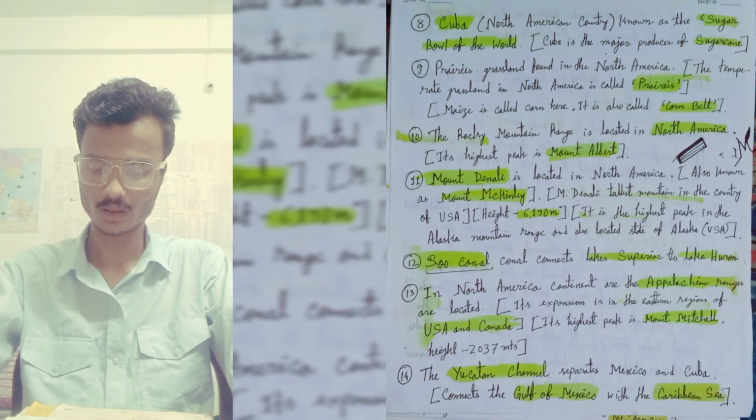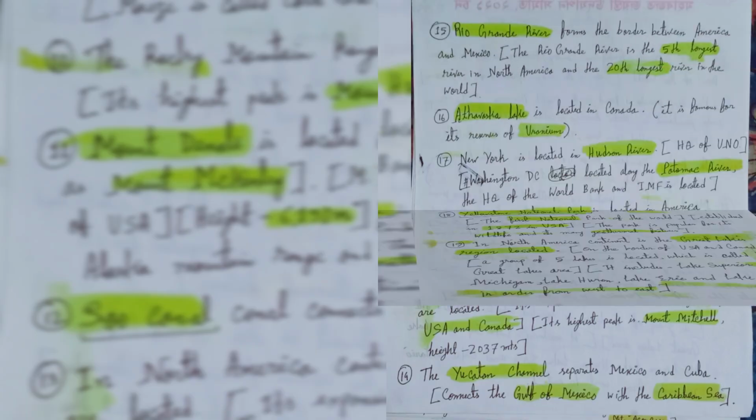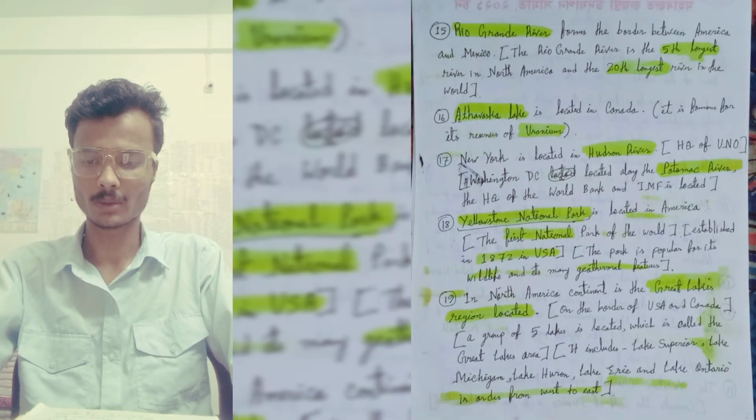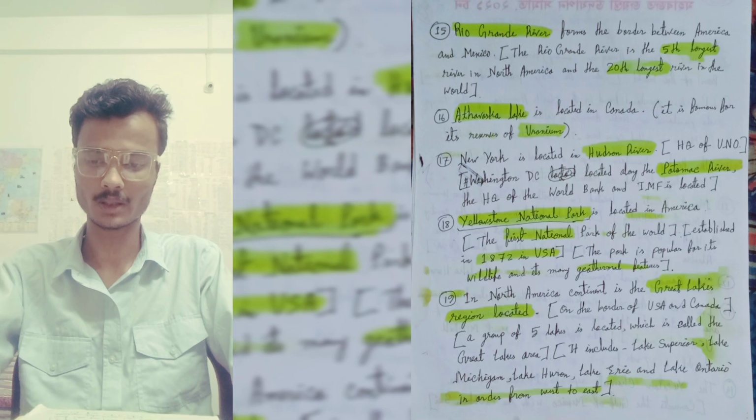Number 14. The Yucatan Channel separates Mexico and Cuba, and connects the Gulf of Mexico with the Caribbean Sea. Number 15. The Rio Grande River forms the border between America and Mexico. The Rio Grande River is the 5th longest river in North America and the 20th longest river in the world.